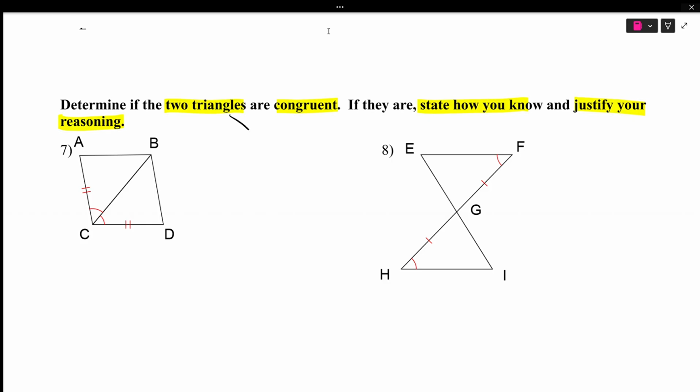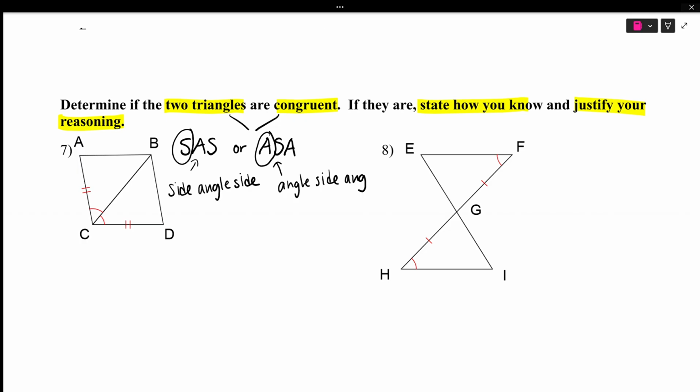So if we want to show 2 triangles are congruent, we've been using little shortcuts, right? And we call them SAS or ASA, right? S stands for side, and then A stands for angle. So this one stands for side, angle, side. And this one is angle, side, angle. Okay.